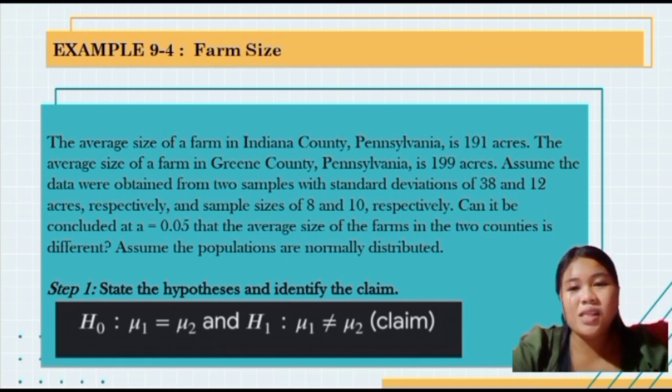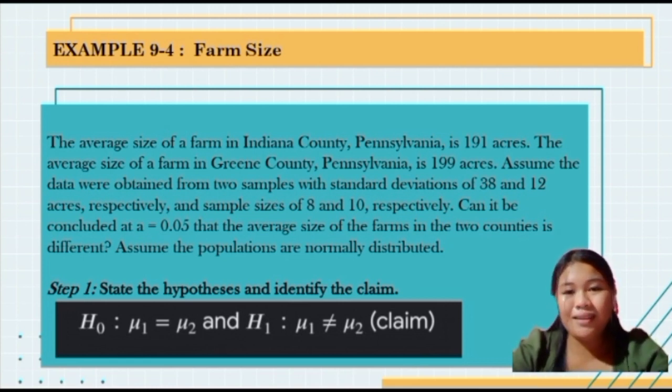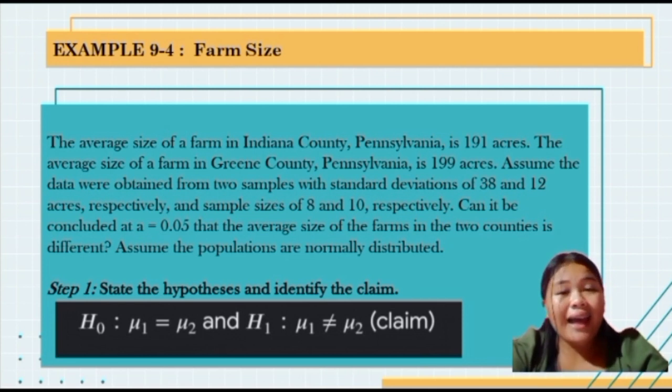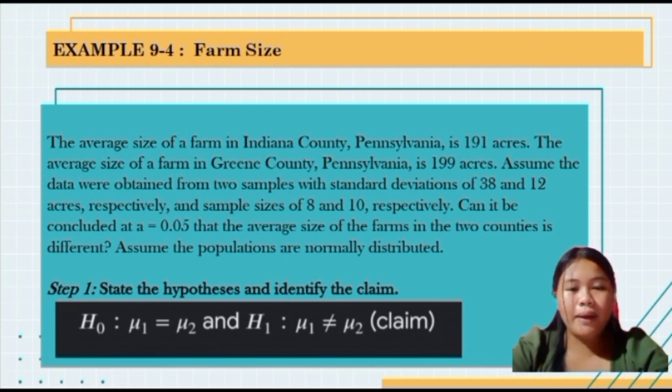So in solving this, we need to follow the 5 steps that were discussed last week. First step, we need to state the hypotheses and identify the claim. So what is the claim of this problem?